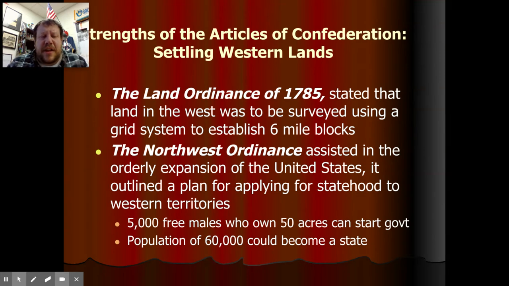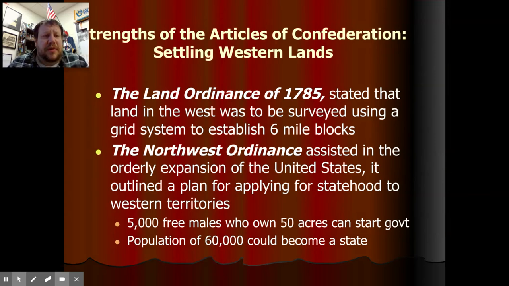And just a few things that I put together here. The Land Ordinance of 1785 and the Northwest Ordinance set up the grid system we have of 6 square mile blocks of land, which was then surveyed and put together so people could move from the eastern states to what are now the western states, like Wisconsin.